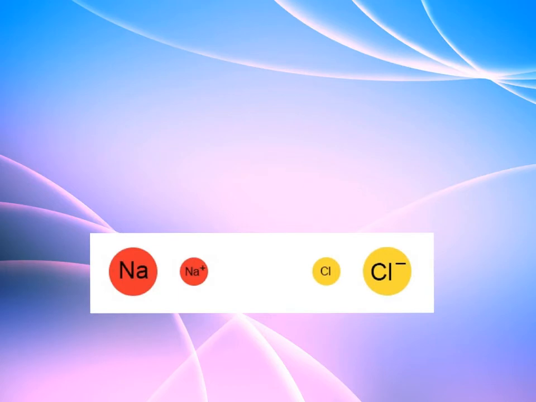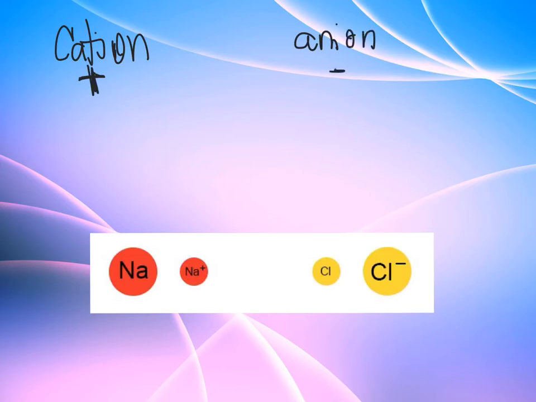Now is a good time to review. Remember, if you have a cation, that is positive, and if you have an anion, that is negative. Now, in a positive ion, electrons have been lost. Okay, and that makes them positive. And if you have an anion, electrons have been gained.